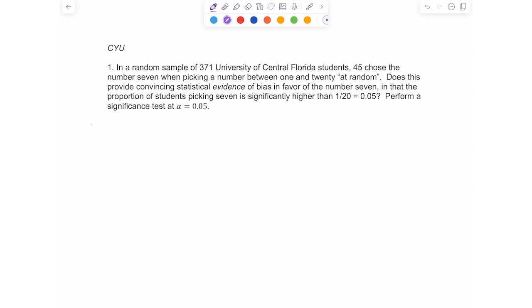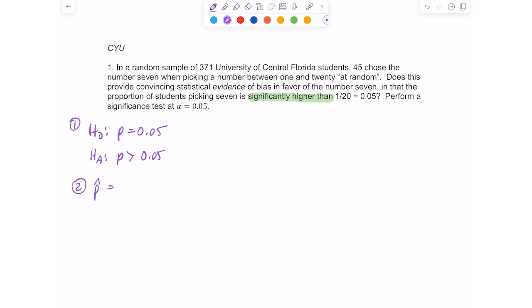Okay, so we need to find our null and our alternative. So the null here, as we saw in previous videos, is p equals 0.05, and the alternative here is going to be p is greater than 0.05. And the way I know that it's greater is because it says significantly higher than. I need to find all of my values and my probability.